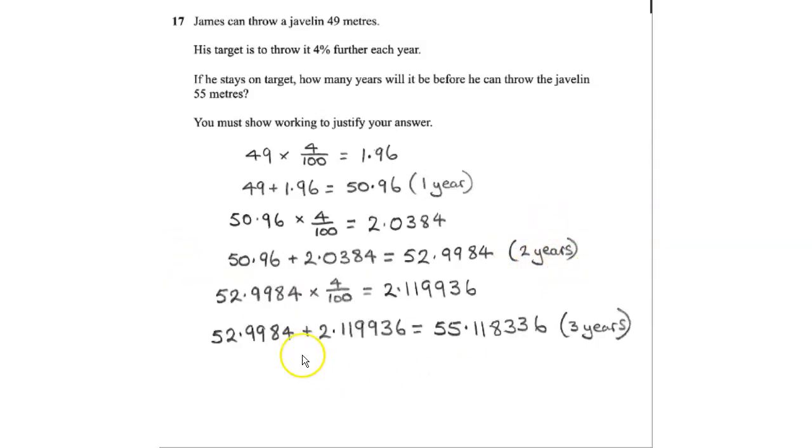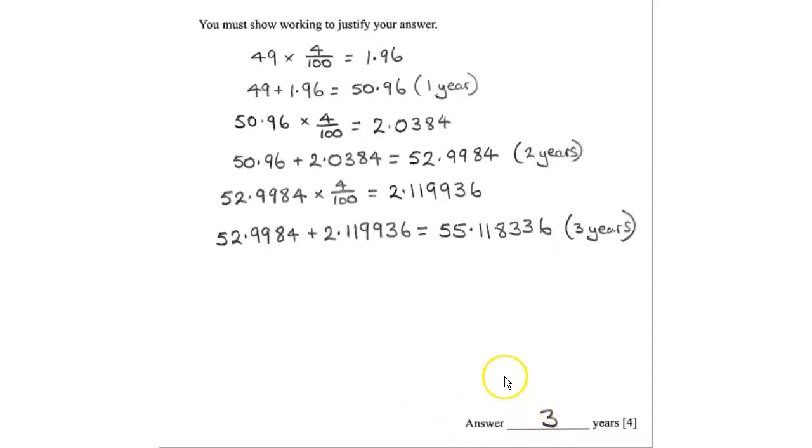And the next part is we get 4% of this new value, which is 2.119936, and we add it to the 52.9984. That becomes 55.118336. So that has gone over the 55 metres. So what that means is it's taken 3 years to actually get to over 55 metres.